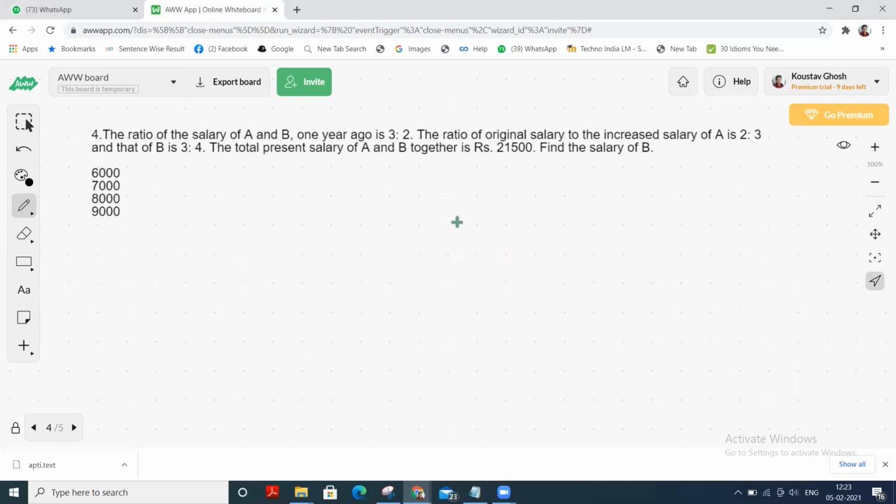Okay. So the initial ratio of A to B is 3:2. Initial salary means initial ratio of A and B. Initial ratio of the salary A is to B is 3:2. Okay. Increased salary of A, this is initial. Okay.